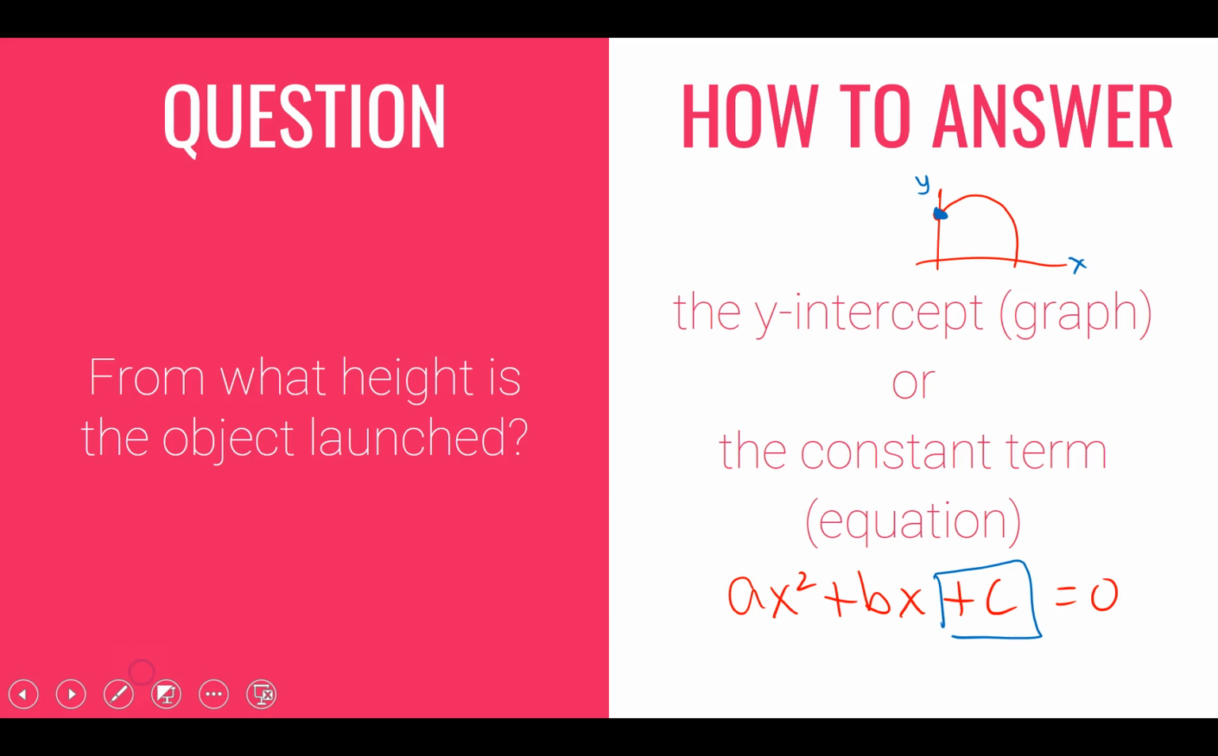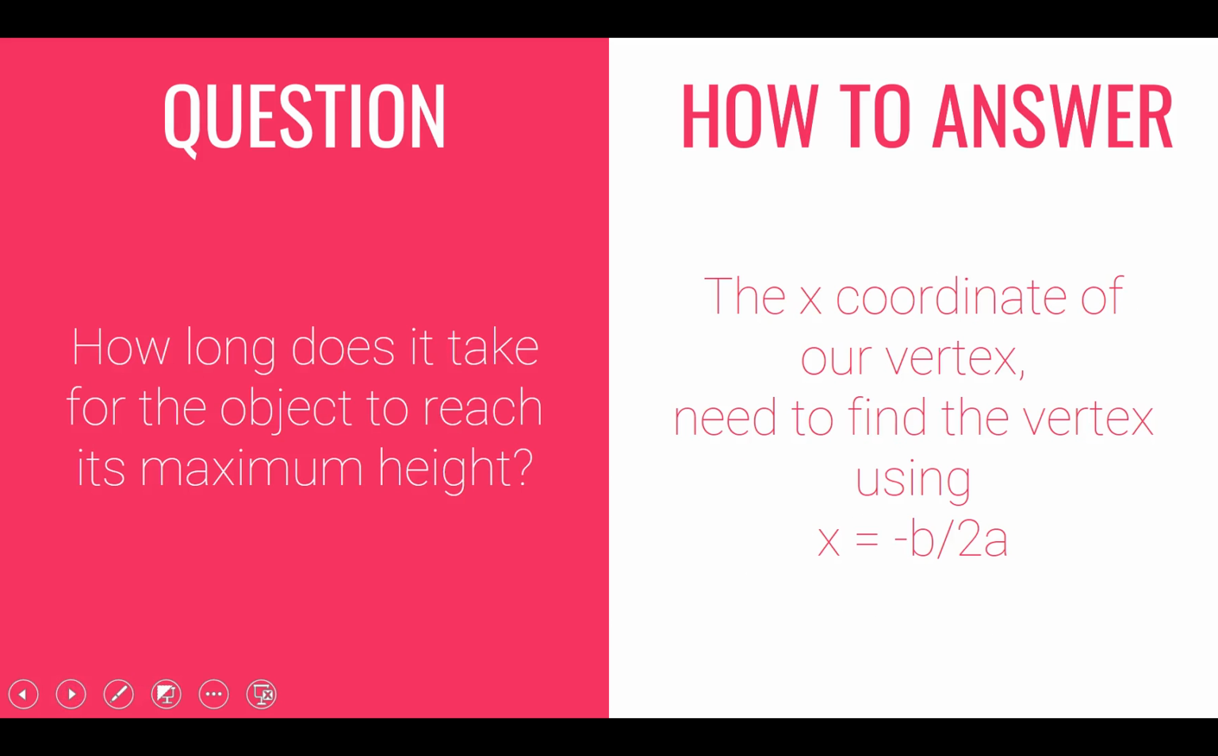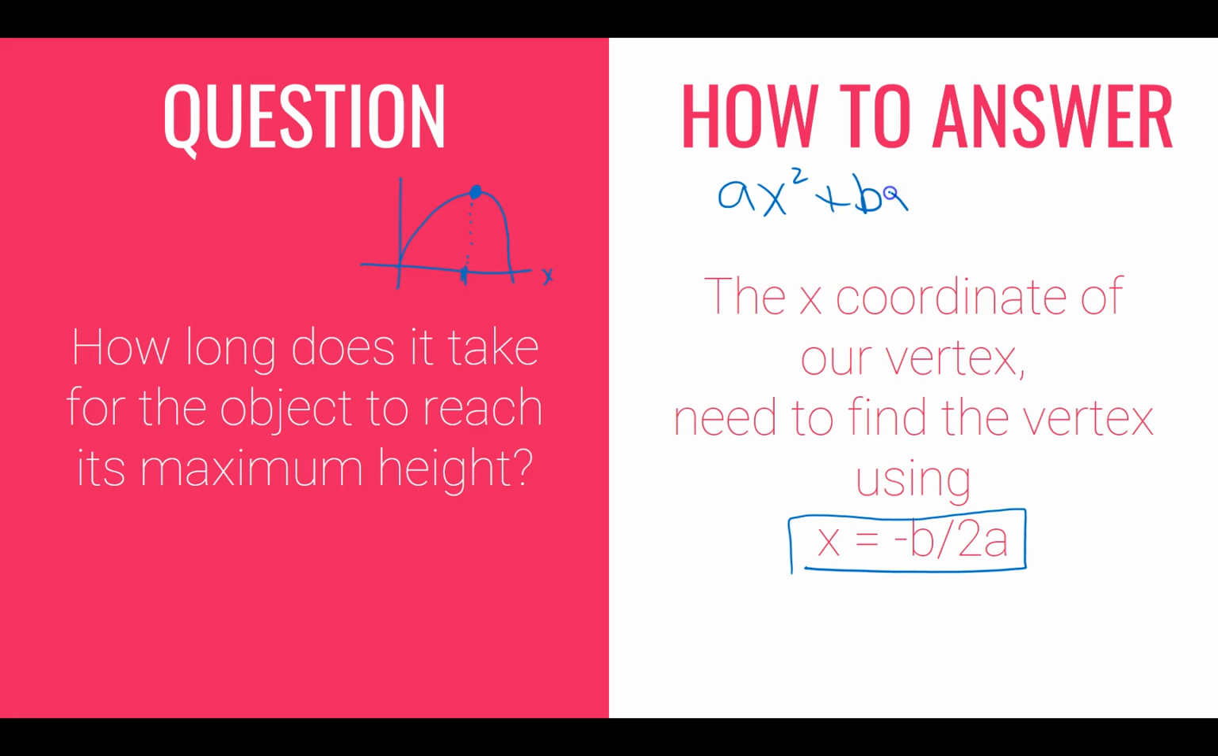Right? The next question they asked us was how long it took to reach the maximum height. So in our graph, here's our maximum point. How long it took was the X value of that point. Okay? So on my graph, you look for the X. If we do not have an X, we use opposite B over 2A. Okay? Again, we're coming from our equation, AX squared plus BX plus C. We would do opposite B divided by 2A.